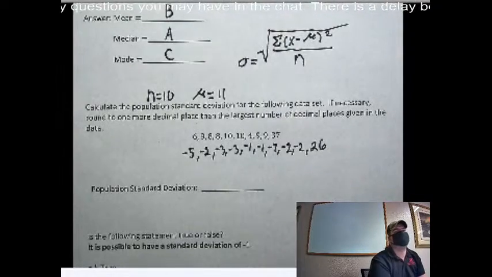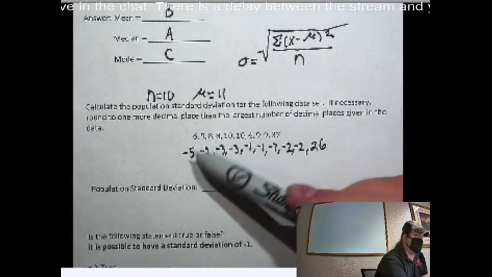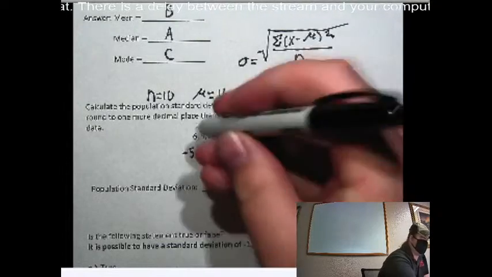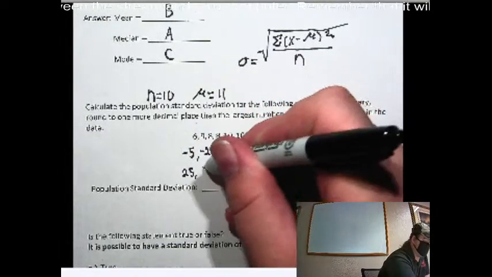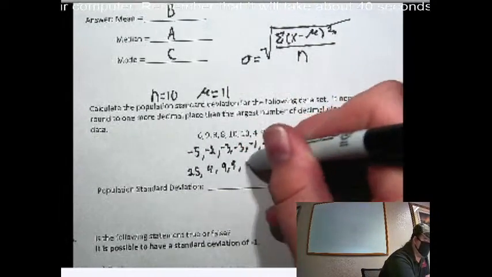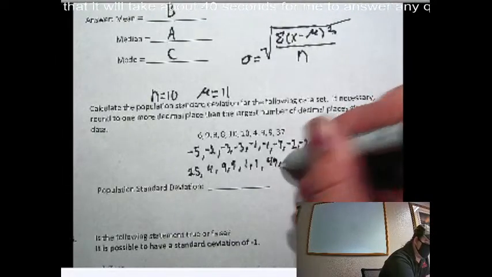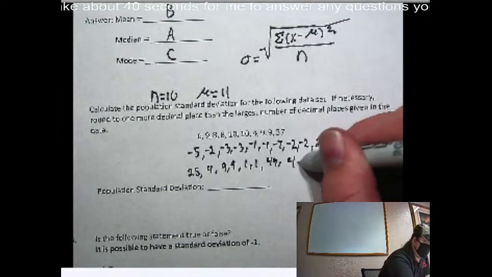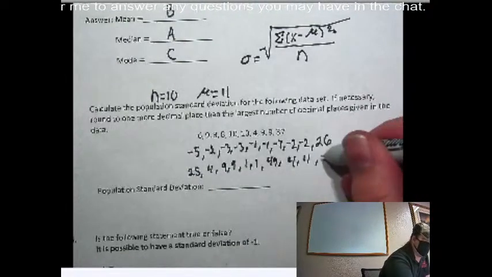Now we've gotten our x minus mu, we need to square it. We're going to square each of these values. So 5 squared is 25. 2 squared is 4. We have 9, 9, 1, 1, 49, 4, 4, and 676.